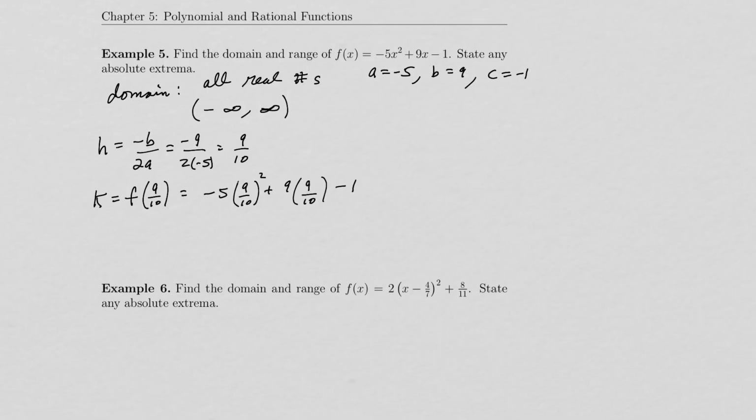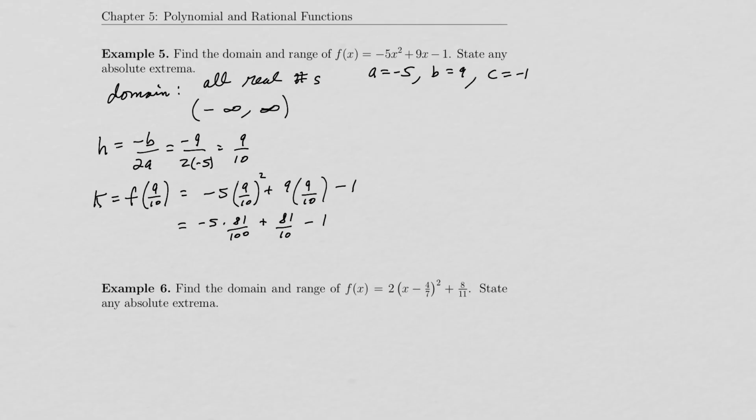Okay, so let's work this out. A little bit of a pain just to deal with these fractions. So this is what, 81 over 100 plus, I guess, 81 over 10 minus 1.